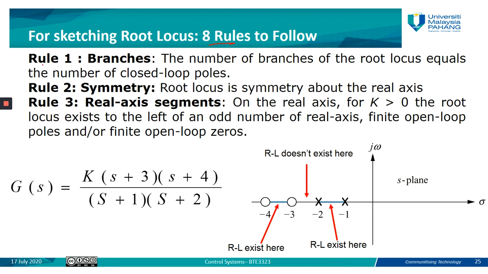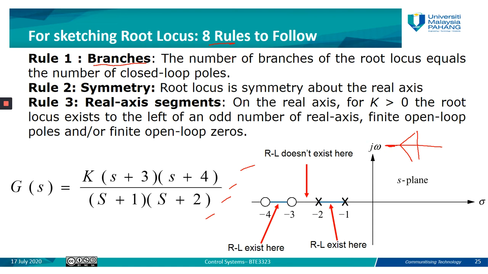So the first rule, or rule 1, is related to the branches. Branches here means how many parts of the root locus, how many segments of the root locus do we have. For example, if this is the S plane and the root locus consists of 2 segments, it should be like this. One segment should be this one line.